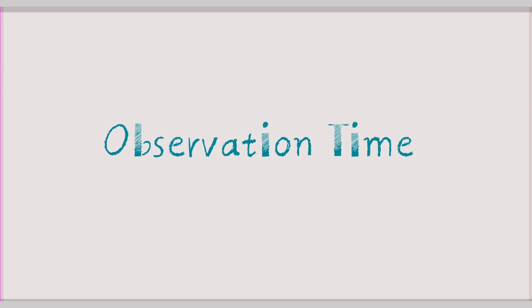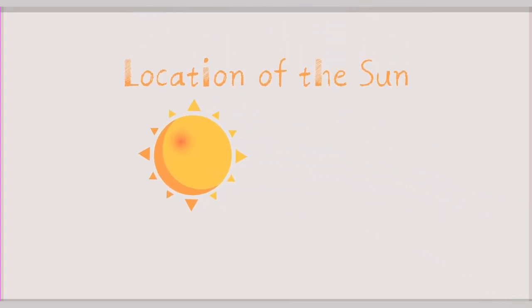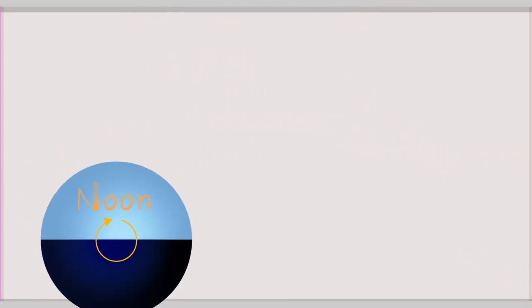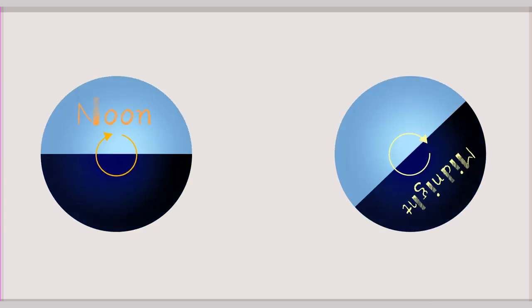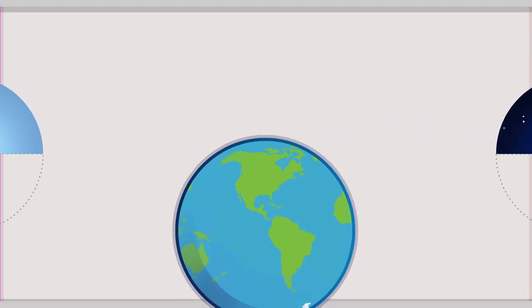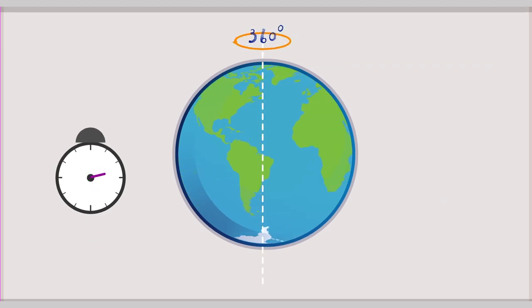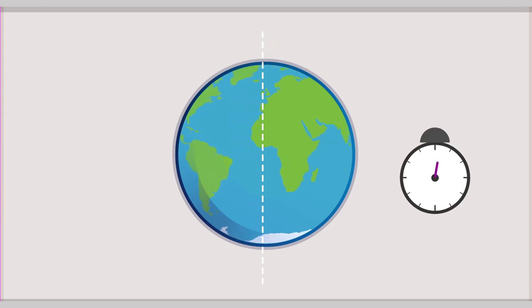Next, let's talk about observation time. A single day is made up of 24 hours, and the time of day is decided by the location of the sun. The period of time from noon to noon, or midnight to midnight, is called a day. When the sun is up in the southern sky, it is noon, and when it is in the northern sky, it is midnight. Over a period of 24 hours, the Earth rotates 360 degrees, or 15 degrees per hour. In other words, if the Earth has rotated 15 degrees, an hour has passed.